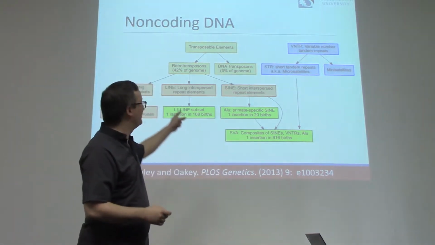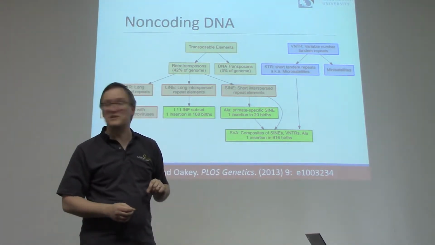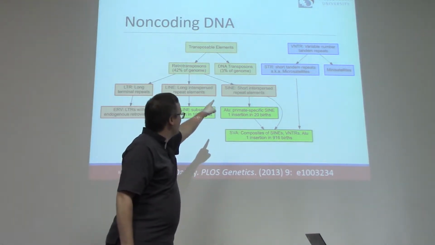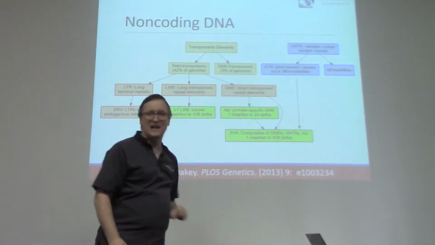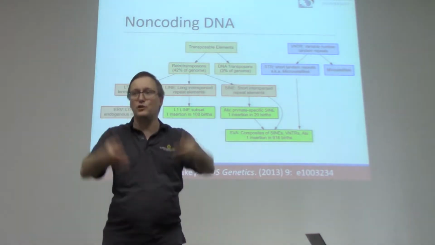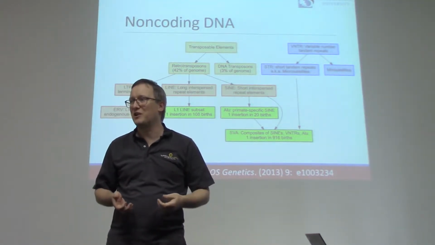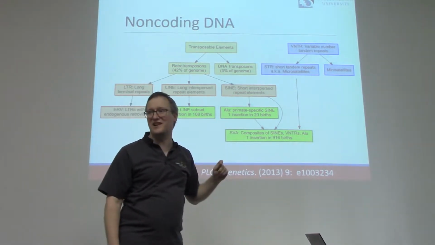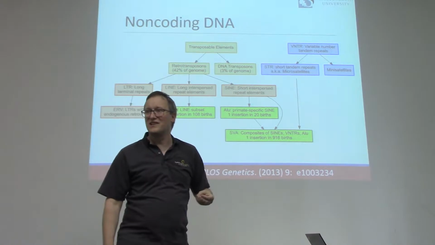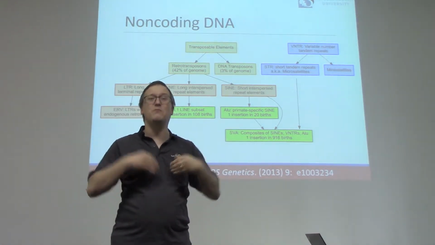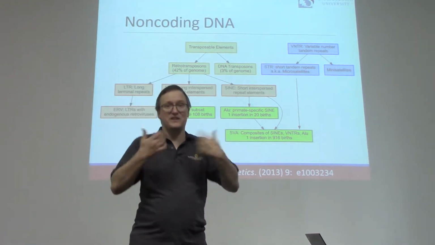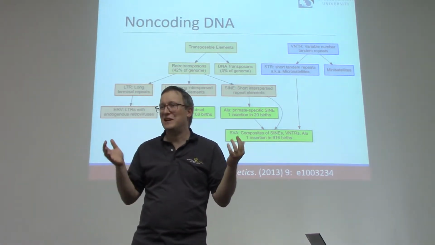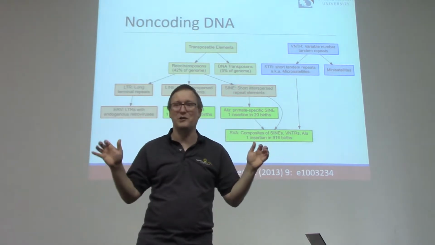And one of the big reasons for it is these repetitive elements. Things like ALU, this primate-specific short interspersed repeat element, inserts itself anew every 20 times someone is born. So we see that we get a new insertion of this sign every 20 births. So this DNA is making more copies of itself as our lives progress. We have bazillions of copies of ALU showing up all over our genome.